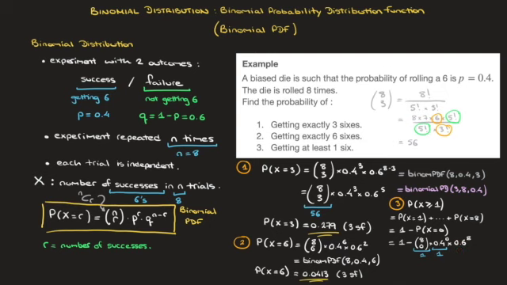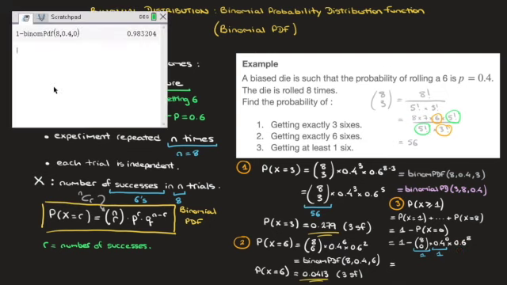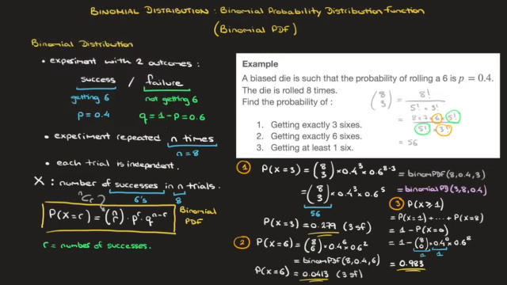And by all means check, but with my calculator and rounding to 3 significant figures, I find that that's equal to 0.983. And that's the answer. And so the probability of getting at least 1 6, in other words, the probability of getting at least 1 success, is 0.983. And there we go.